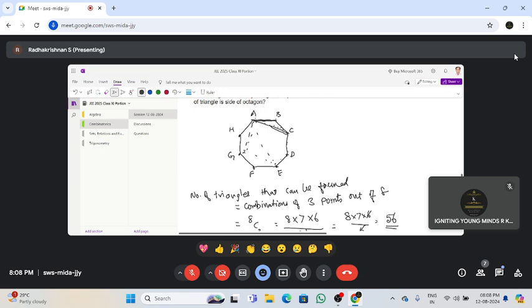AB and BC, that is triangle ABC, triangle BCD, triangle DEF, 7, EFG, 7. Count it properly, because I counted those having 3 consecutive vertices, so it came to be 7. Check again.